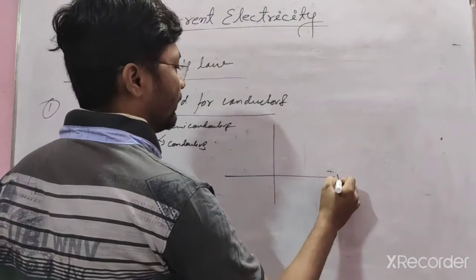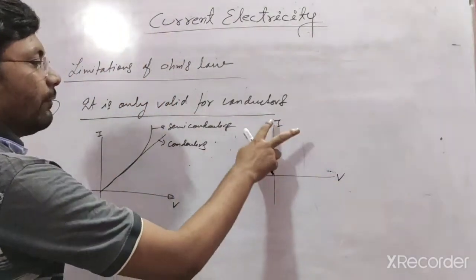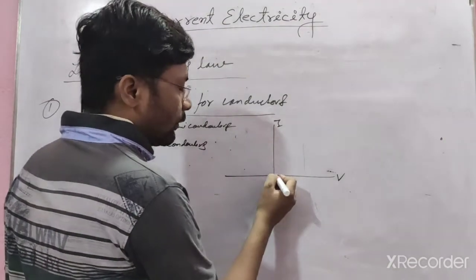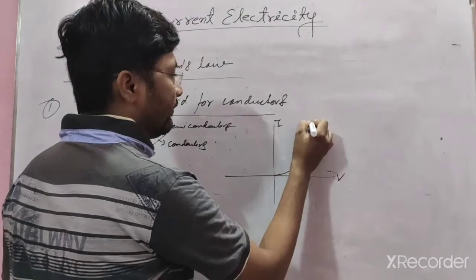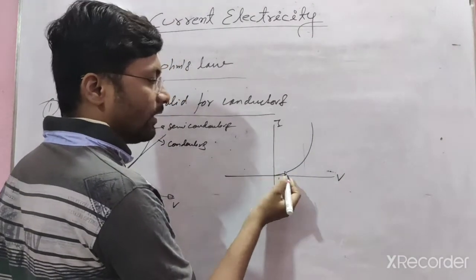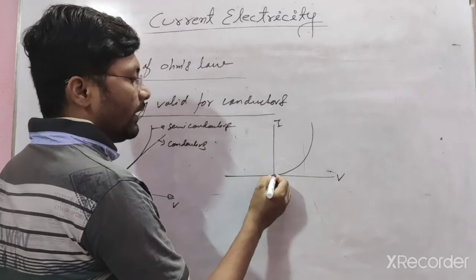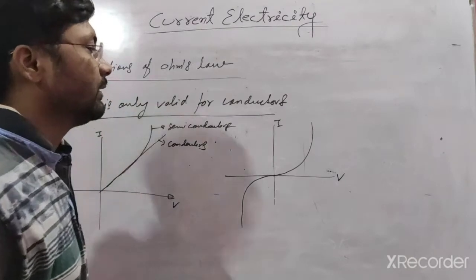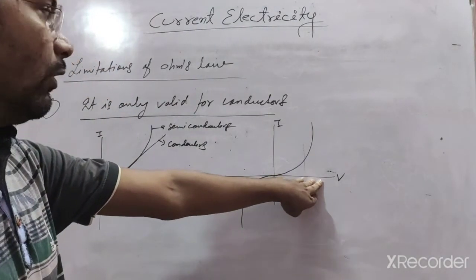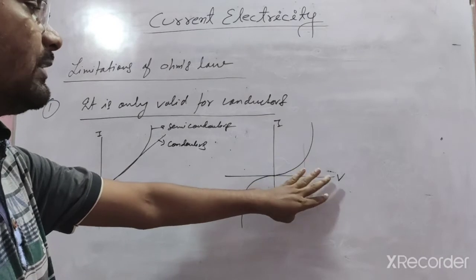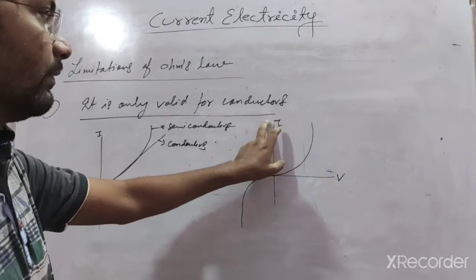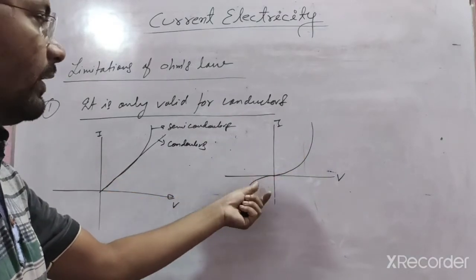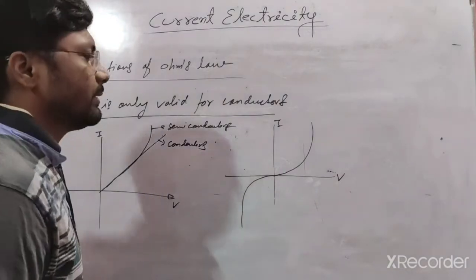The second thing is that the value of V and I depends on the sign of V. For a semiconductor, if the value of V is positive, I will be positive, and if you change the direction of voltage, the direction of current will also change. So you can say that the graph between V and I depends on the sign of V. For positive V, we get a positive value of current in a particular direction, and if you change the direction of voltage, the direction of current will also change.